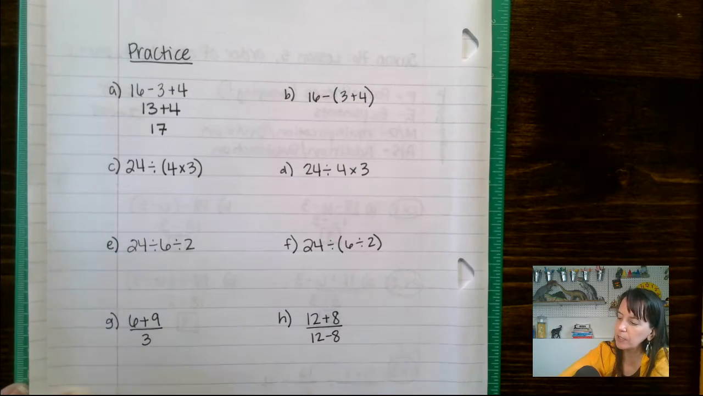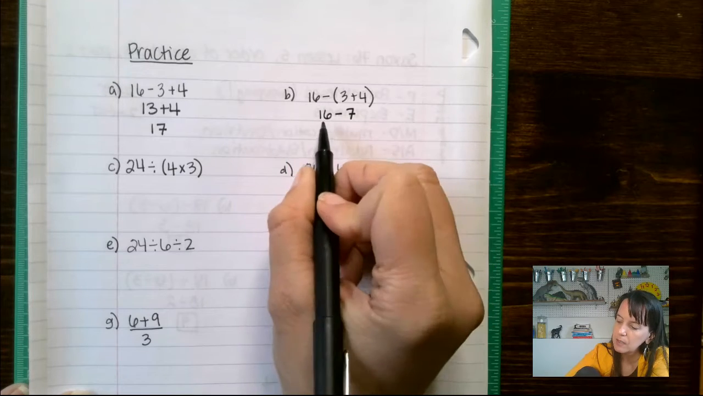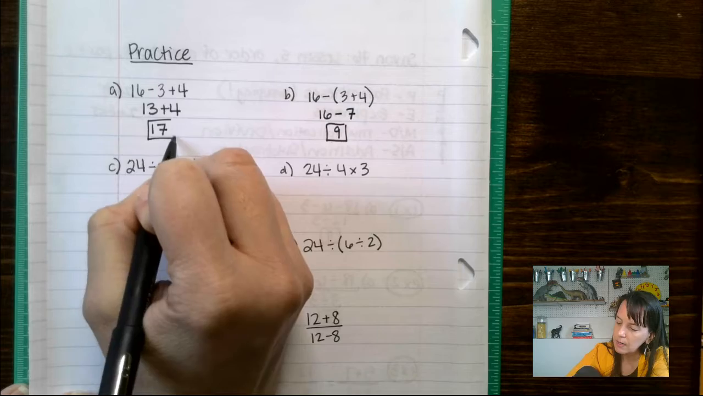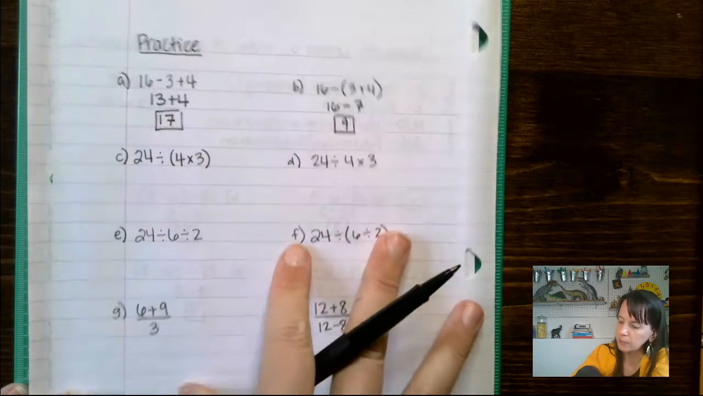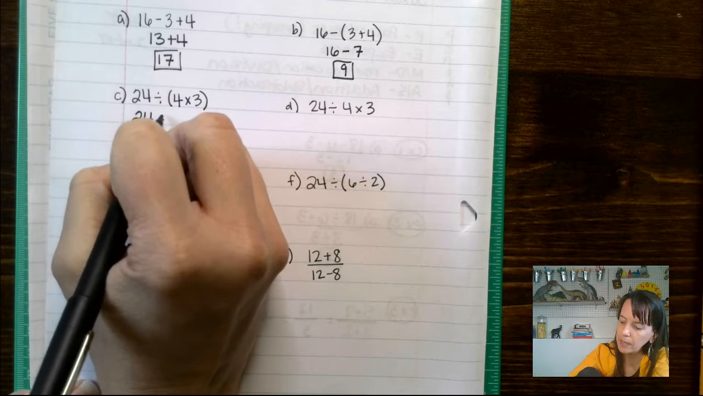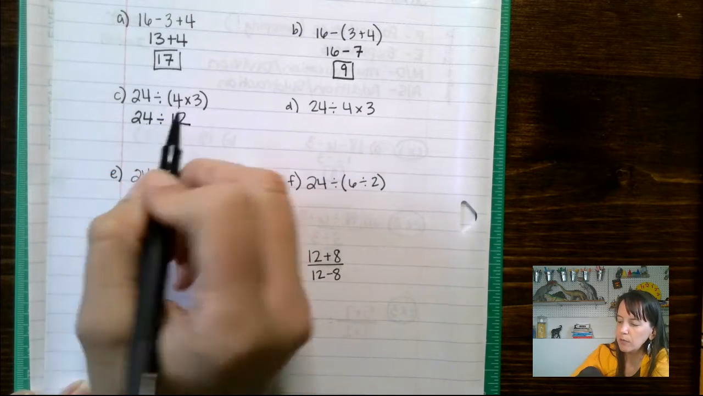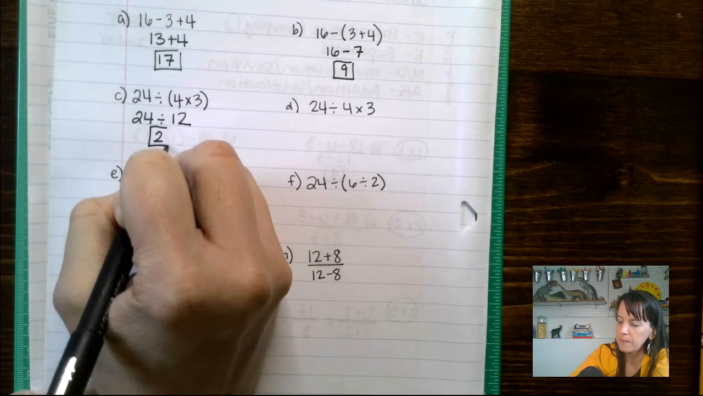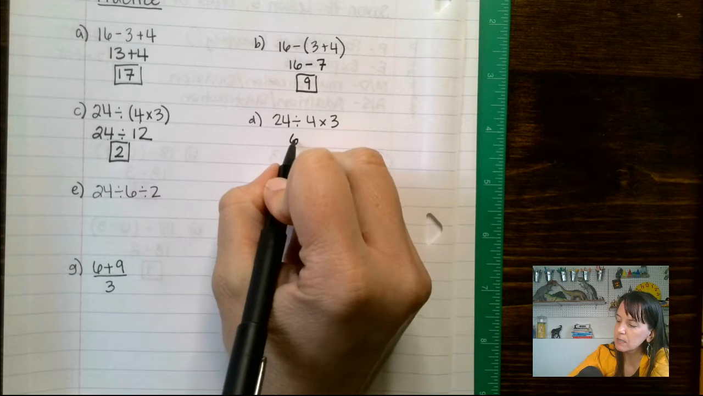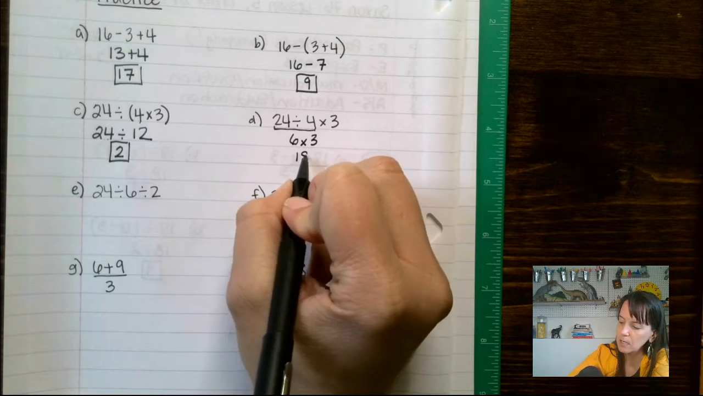All right, this one we're going to do next. 16 minus our parentheses, which are 7. 16 minus 7 gives us 9. Again, you can see the parentheses make a big difference on that one. For this one, we've got 24 divided by the parentheses first. 4 times 3 gives us 12. 24 divided by 12 gives us 2. Over here, 24 divided by 4, that's going to be 6. So I did this bit first, times 3 is 18.